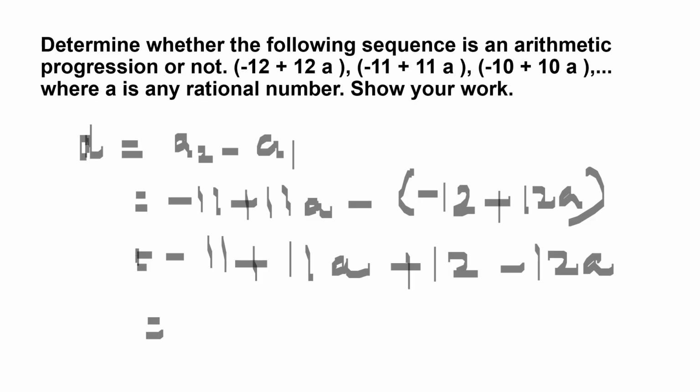So minus 11 plus 12 is 1. 11a minus 12a is minus a. So we have the common difference as 1 minus a.